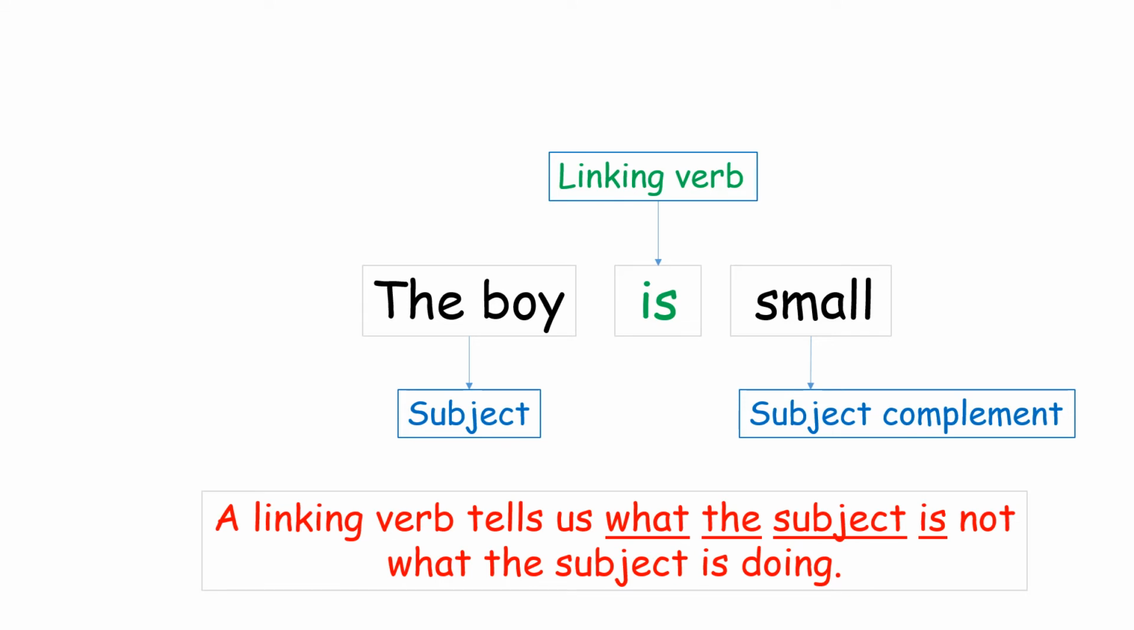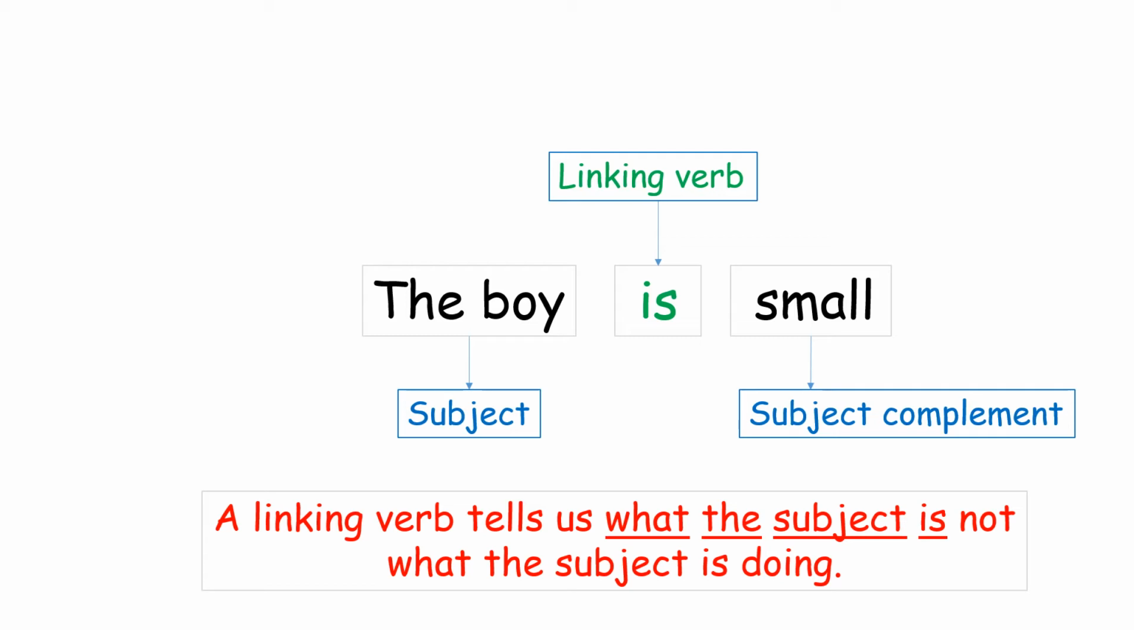So one can deduce from this that a linking verb tells us what the subject is, not what the subject is doing, and that it links the subject to the subject complement. Furthermore, it might go without saying for the majority of you that the verb to be is the most common linking verb in the English language.